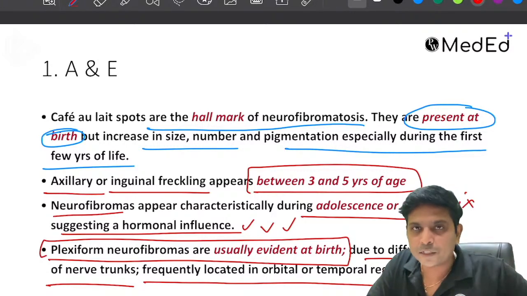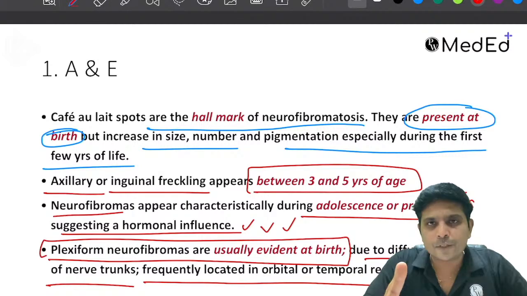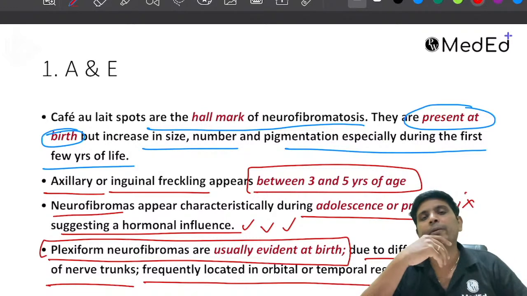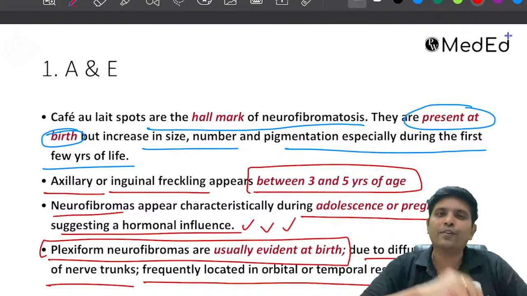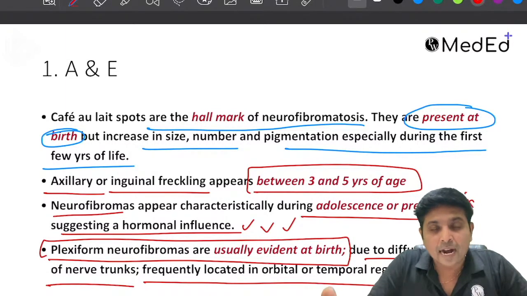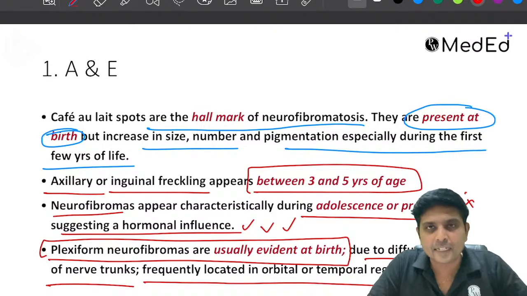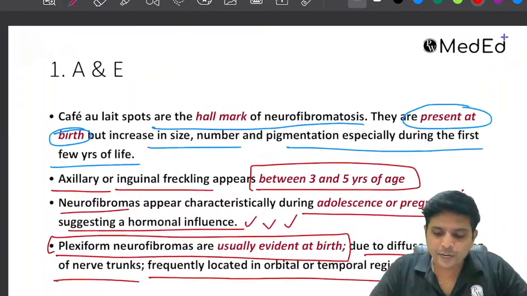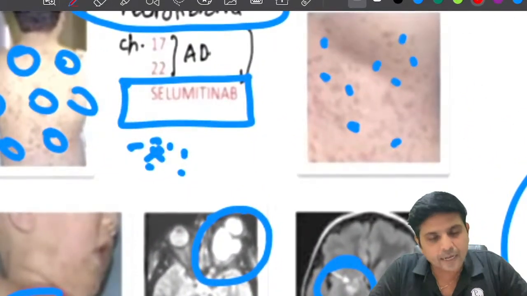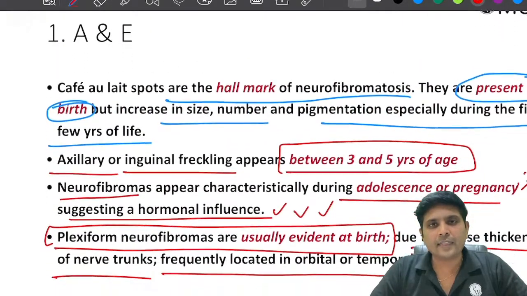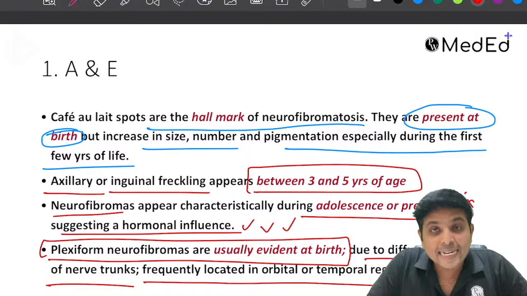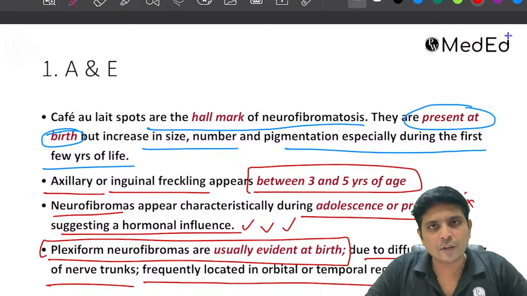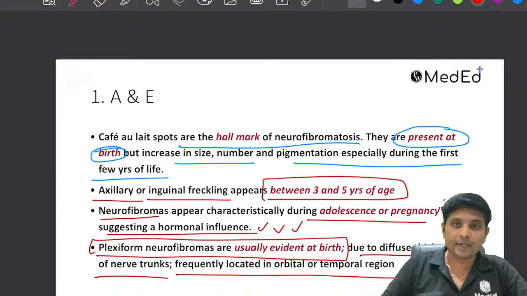So what are all the new points that you have heard today? Sphenoid dysplasia, pseudoarthrosis of tibia, otherwise known as non-union of tibia. Café-au-lait spot is the hallmark of neurofibroma. Café-au-lait spots and plexiform neurofibroma are present since birth. To reduce the size of plexiform neurofibroma, you can use a drug called selumetinib. And what are the other things? Neurofibroma increases in size after adolescence as well as after pregnancy. What else do you want to know? That's it with respect to neurofibromatosis type 1.